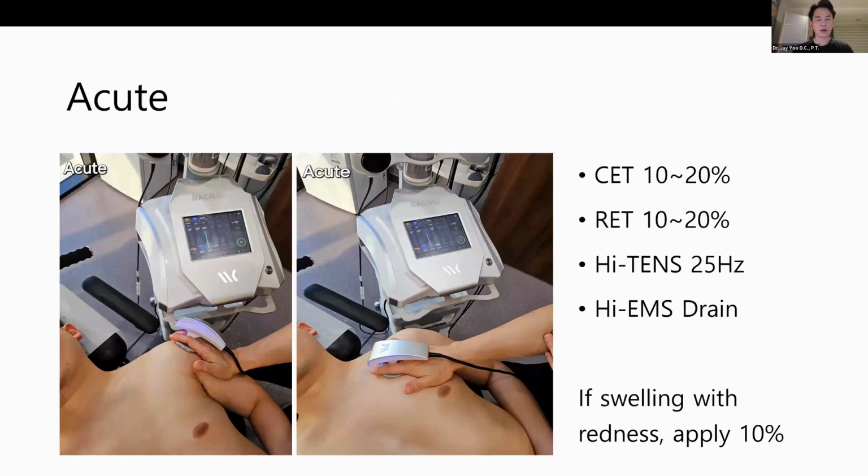So I cannot show it right now. So I took a picture and a video.